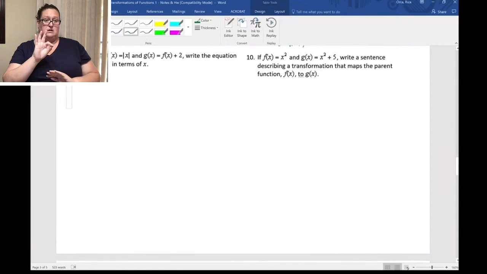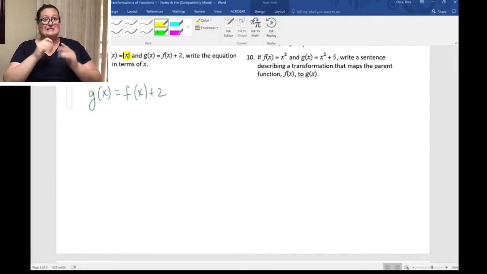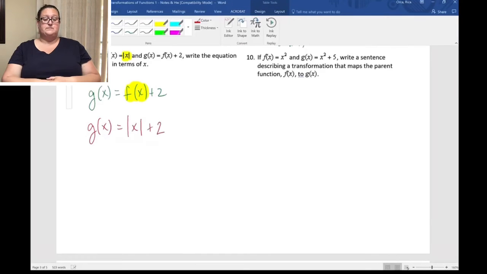Number 9. Given f(x) = |x| and g(x) = f(x) + 2, write the equation of g(x) in terms of x. We have g(x) = f(x) + 2. We know that f(x) is equal to the absolute value of x, so we're just going to replace f(x) with the absolute value of x. g(x) = |x| + 2. And that's our answer.